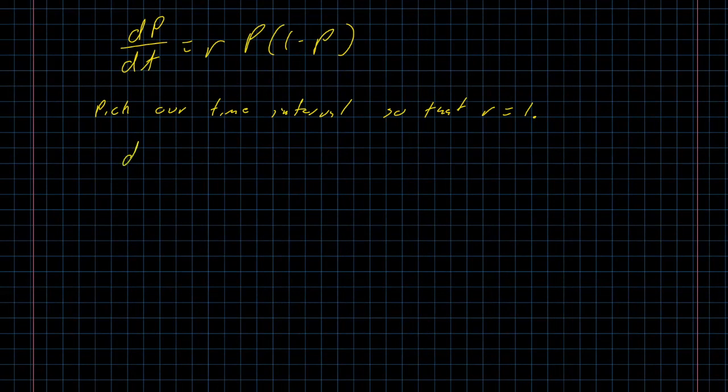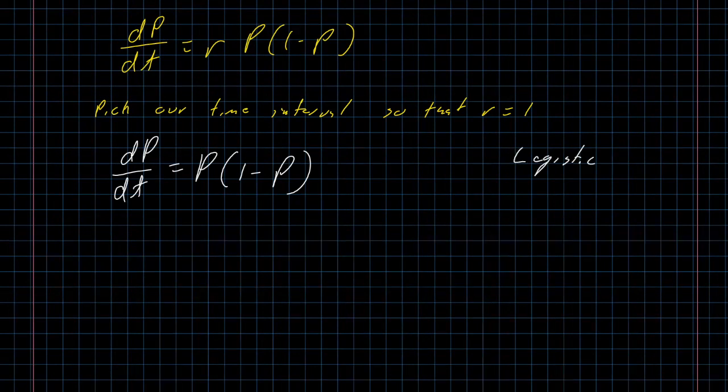All right, so I've got dp dt. Let's do this in white again. I've got dp dt is equal to p times (1 minus p). This is known as the logistic equation. It shows up in several different aspects, and putting constants in and making a mess of things is certainly a thing we can do. I'm not that worried about it for right now.